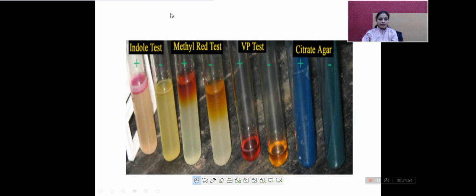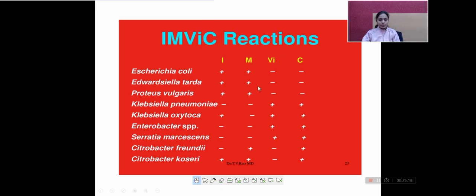This is the IMVIC reaction. See, for E. coli, the indole test is positive and the methyl red test is positive, but the VP test is negative and the citrate test is negative. For Edwardsiella tarda, the indole test is positive, the methyl red test is positive, same as E. coli, and for Proteus vulgaris, same as E. coli. Klebsiella pneumoniae: the indole test is negative, the methyl red test is negative, the VP test is positive, and the citrate test is positive, right?